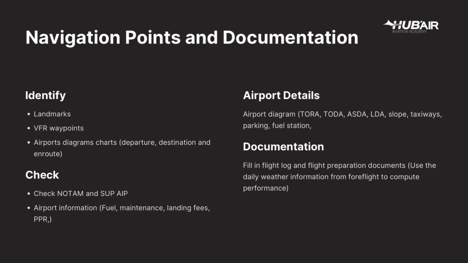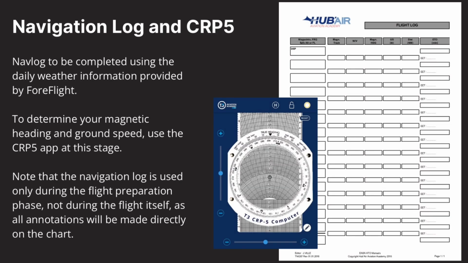Use up-to-date weather information from ForeFlight to calculate your performance data. The nav log will be filled up using the daily weather information provided by ForeFlight. To determine your magnetic heading and ground speed, use the CRP5 app at this stage. For information, the navigation log is used only during the flight preparation phase, not during the flight itself, as all annotations will be made directly on the chart.